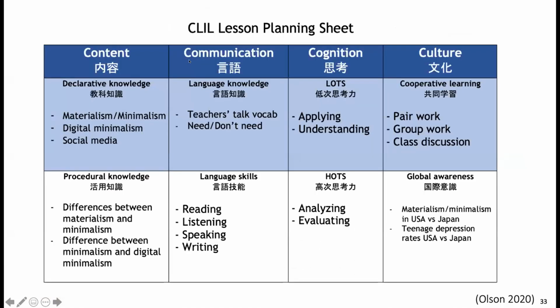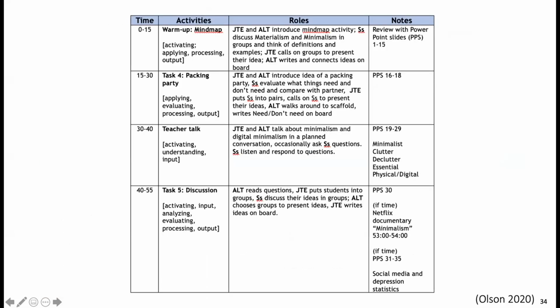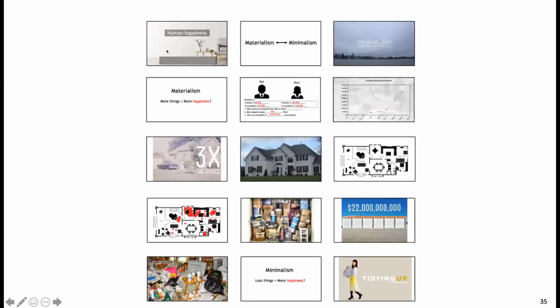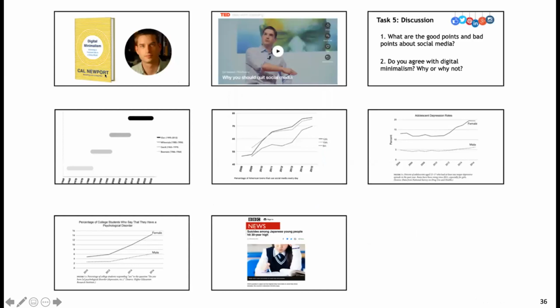Here's another example from a lesson that introduced the concept of materialism, minimalism, and digital minimalism. And this CLIL planning sheet, again, it's used to make sure that the lessons make considerations for the 4 C's framework. In particular, the procedural knowledge and the global awareness aspects of the lesson. In this case, comparing Japan with the United States. And again, you see the lesson plan with an outline of the tasks, as well as the support slides for this lesson, talking about social media use and the rise in adolescent depression rates.